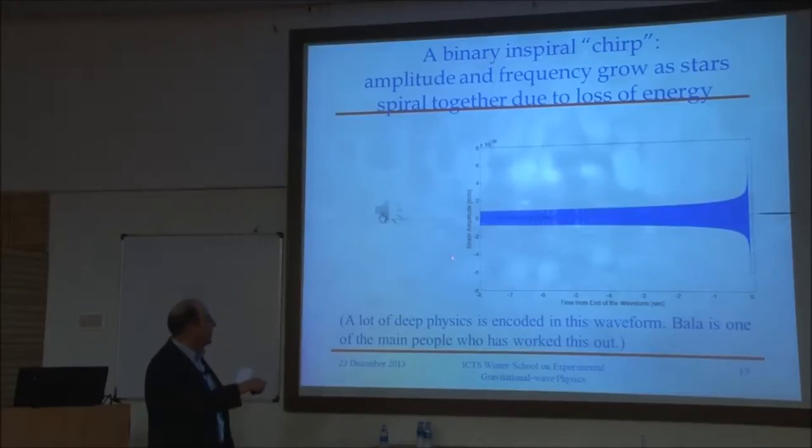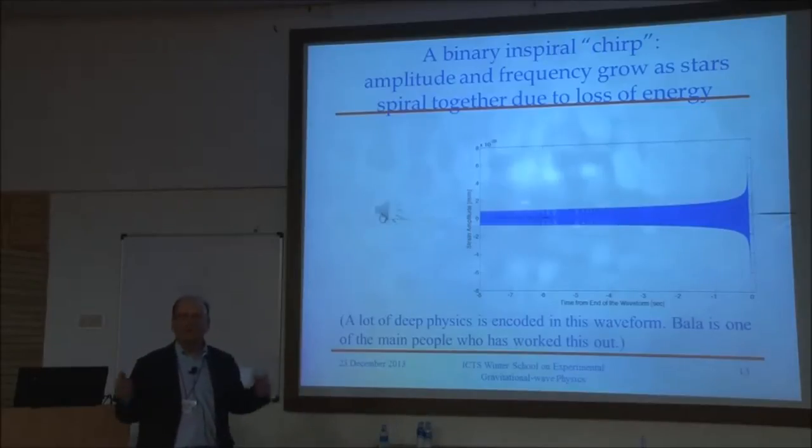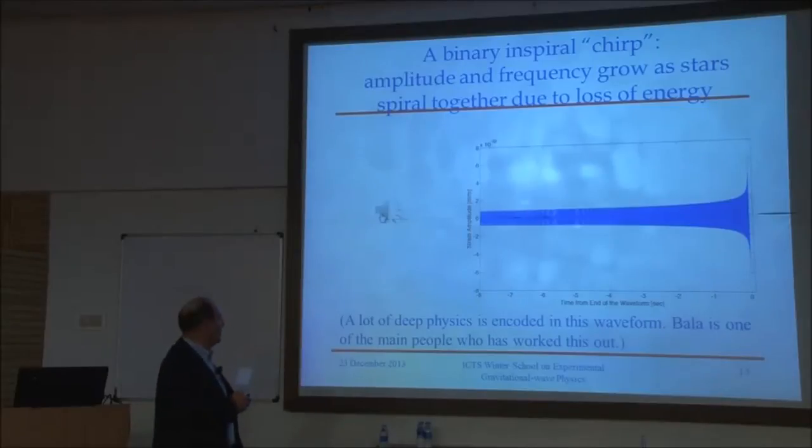What you should see in this graph is a quasi-sinusoid whose amplitude is growing. That's pretty easy. It's harder to see on this scale that the frequency is getting higher until finally the last couple of orbits have this dramatic blip upwards. And then some interesting dynamics happens as the two stars crash into each other and form some endpoint system that's most likely a single black hole.